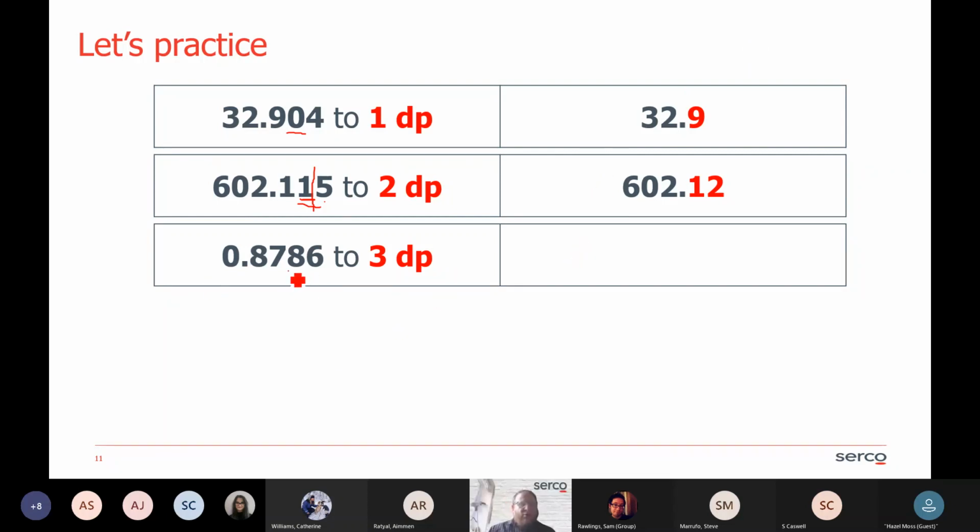Well done. We're worried about this figure because this is our 3rd decimal place. If we draw a line, the next number is a 6. So we round it up to 0.879. Really good. Some really good answers there.